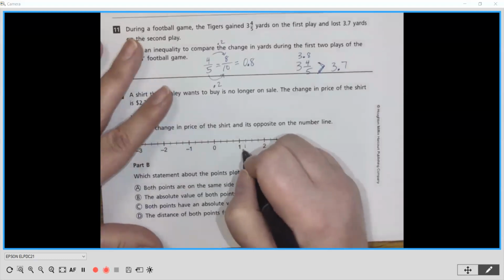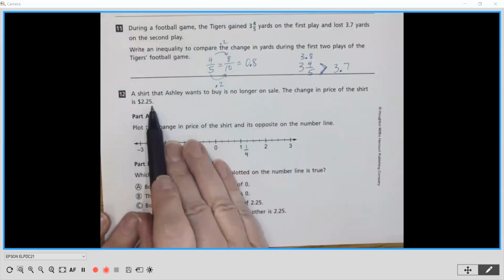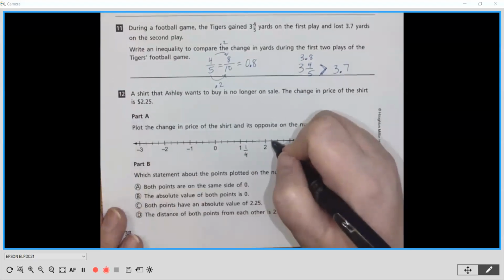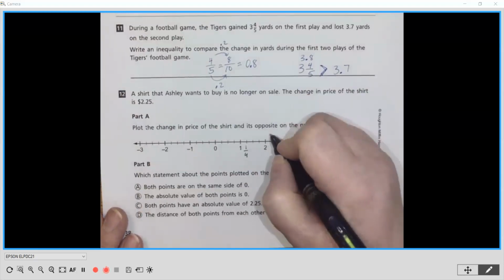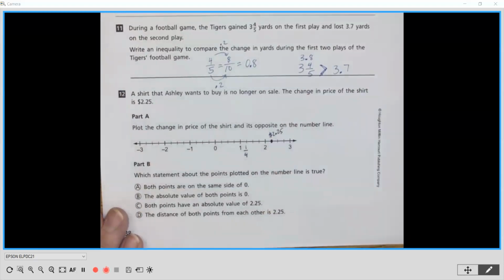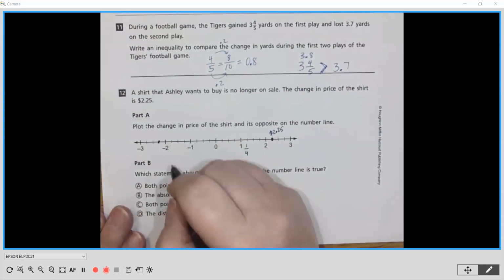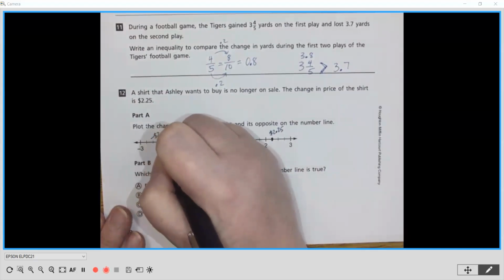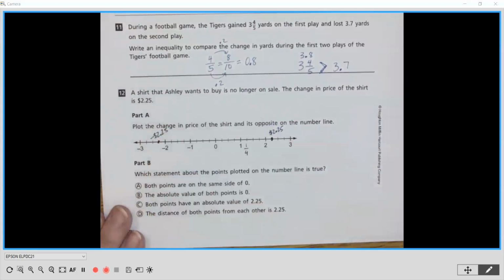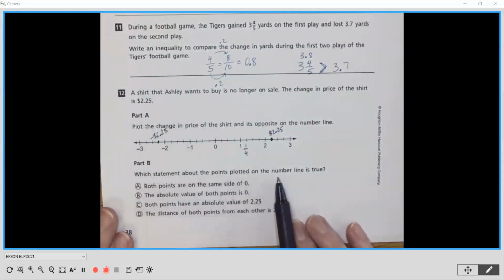They're counting by the reciprocal of that. So each tick mark is 1/4. Since $2.25 is 2 1/4, we can plot 2 1/4 right here. This is $2.25. And then its opposite will be right here, 1 tick mark to the left of -2. This is -$2.25. And then part B asks us, which statement about the points plotted on the number line is true?